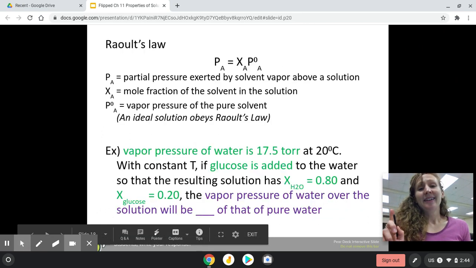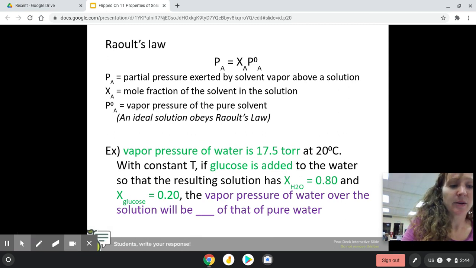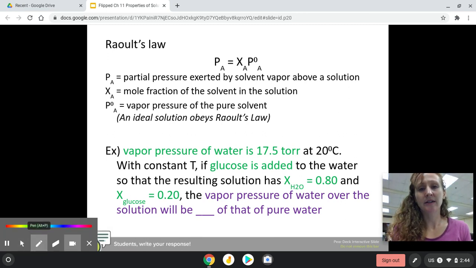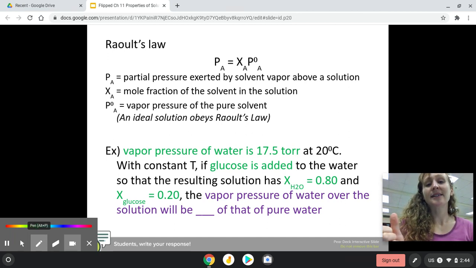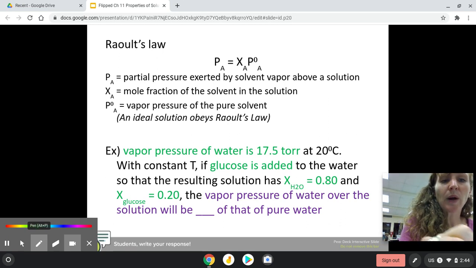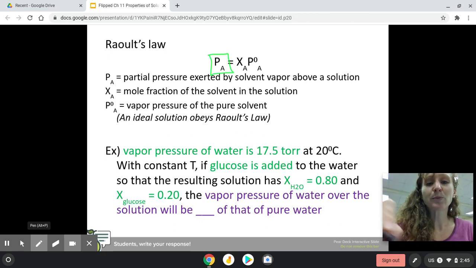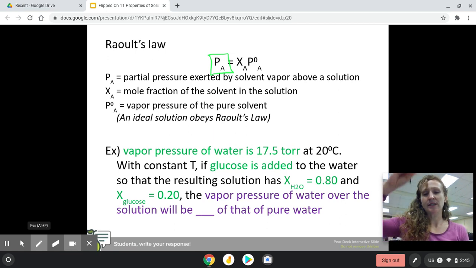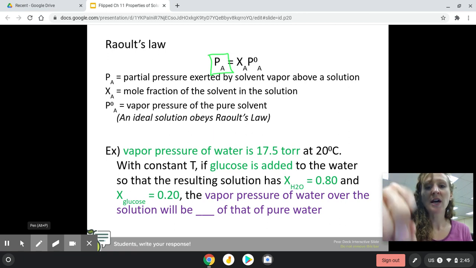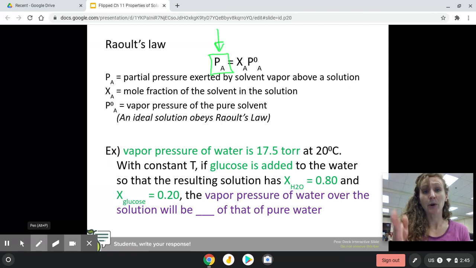Guess what? There's an equation. It's called Raoult's law. And just like Henry's law, which was a relationship between solubility and partial pressure, this one also involves partial pressure. So Raoult's law is talking about the partial pressure exerted by the solvent vapor above a solution. So this PA is when the water molecules escape out and are in the vapor phase exerting a pressure. This PA is the pressure that they are exerting. That is the vapor pressure.